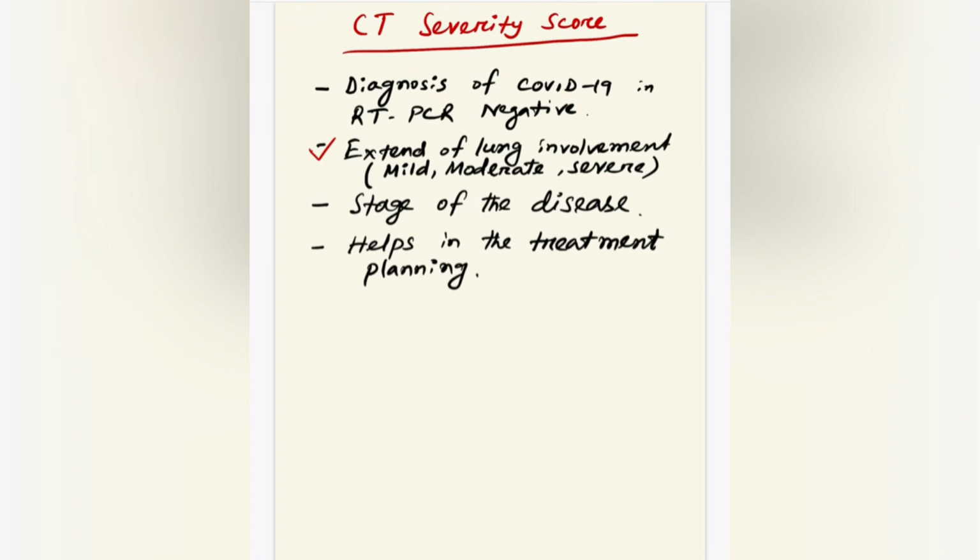And it also tells about the stage of the disease. In the early stage you will get ground glass opacity, in the progressive stage you will get the crazy paving appearance, in the peak stage you will get consolidation, and in the late stage you will get fibrosis.